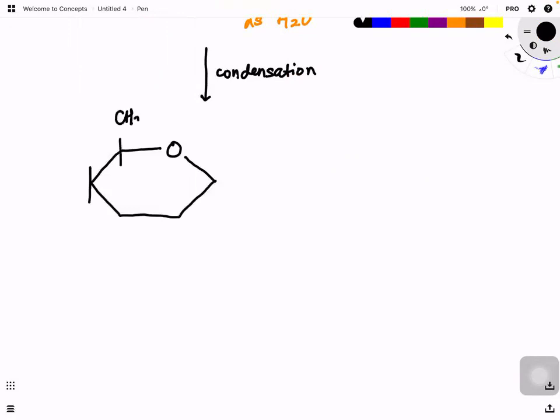CH2OH, carbon number 6, H. So HOH. Okay, so this part, HOH. Here we have the H. Okay, draw another one.